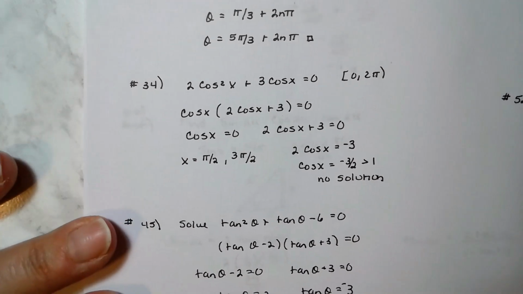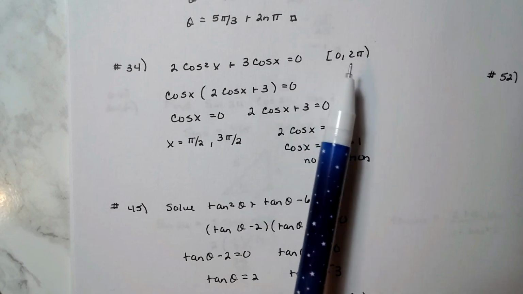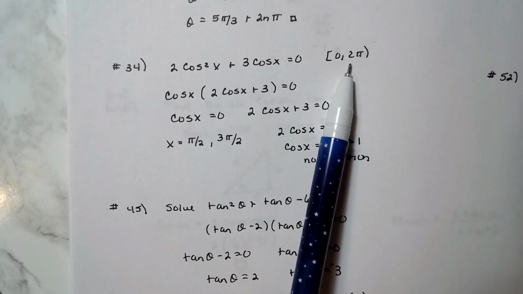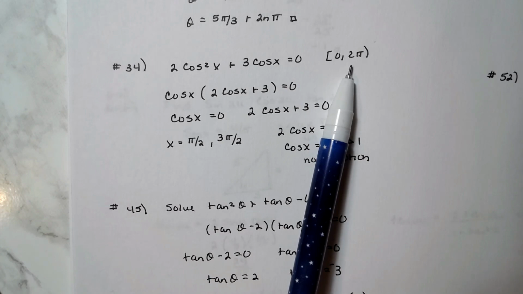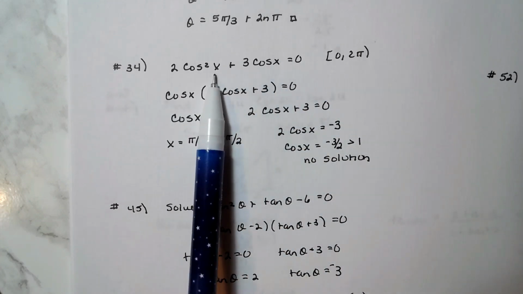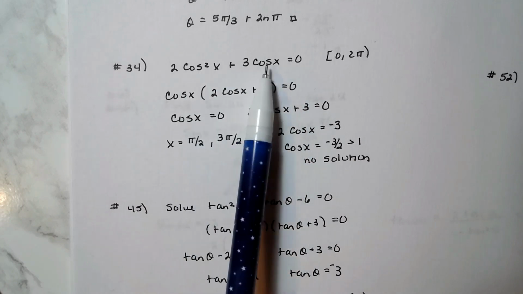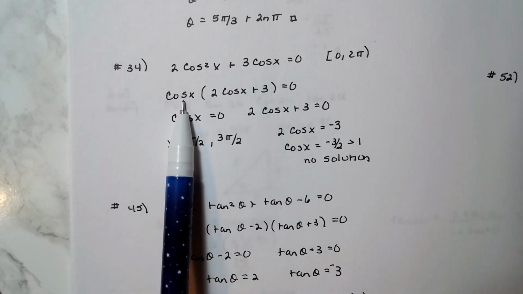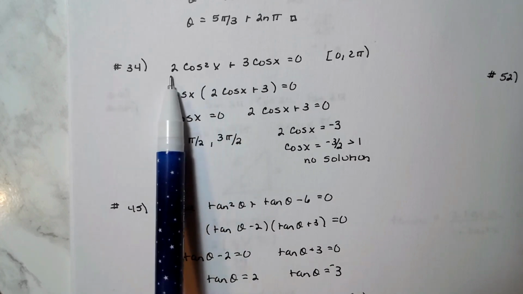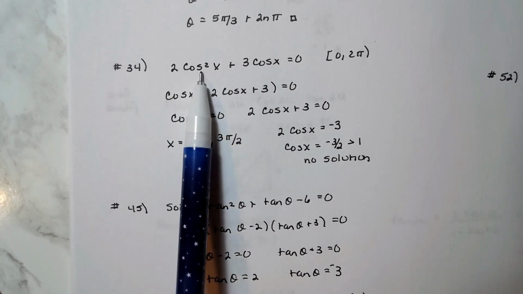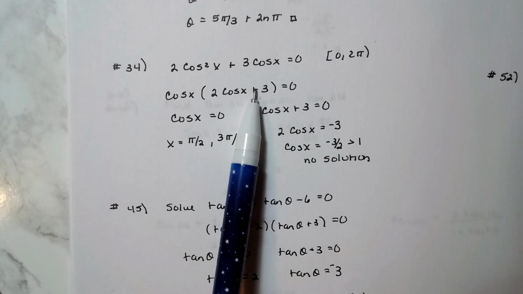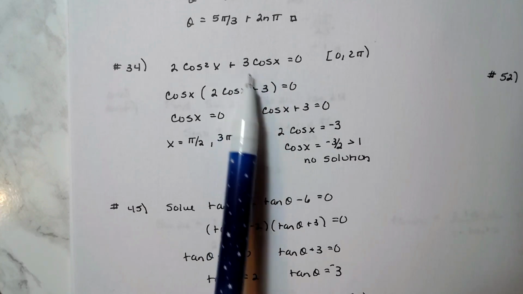All right, in number 34, now we have an interval that's given, right? So I don't have to add n pi or 2n pi to this. And so we have 2 cos squared x plus 3 cos x equals 0. And what I notice is that each term contains a cosine of x, so I factored out a cosine of x. If I factor a cosine x here, I'm left with 2 cosine x. Bring down the plus. If I divide by a cosine x here, I'm left with a 3.